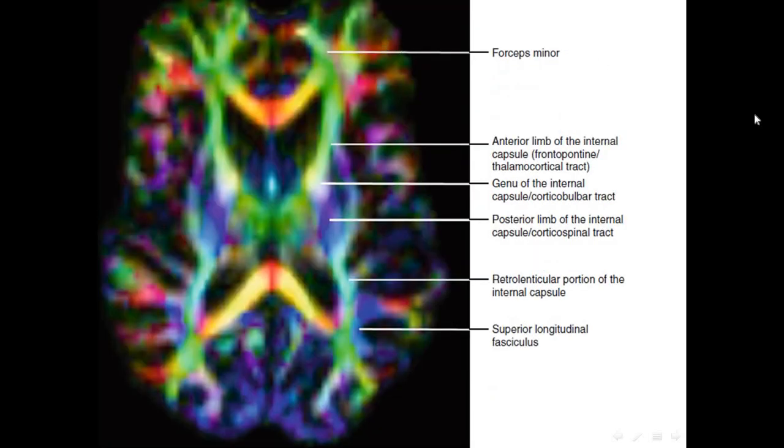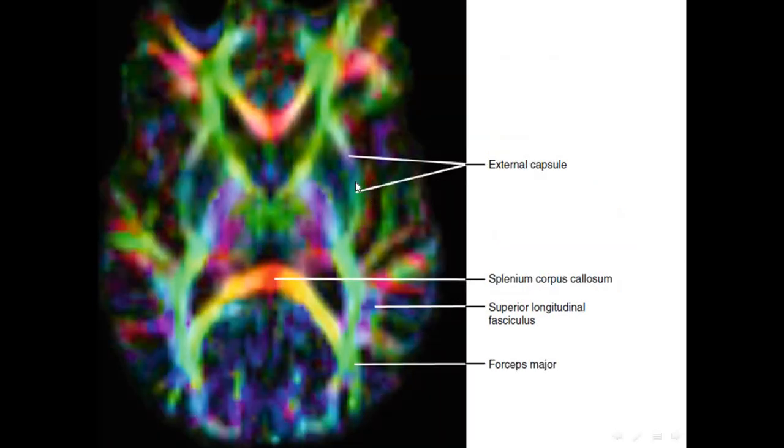This is an axial DTI image. It shows the forceps minor, which we said is the nerve fibers that are coming from the genu of the corpus callosum, the anterior limb of the internal capsule, the genu of the internal capsule, the posterior limb of the internal capsule, and some other white matter tracts.